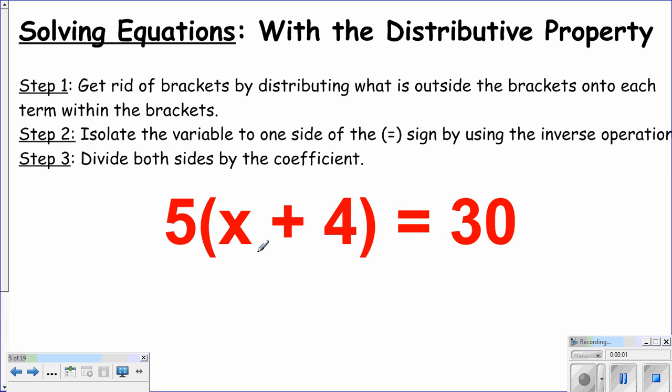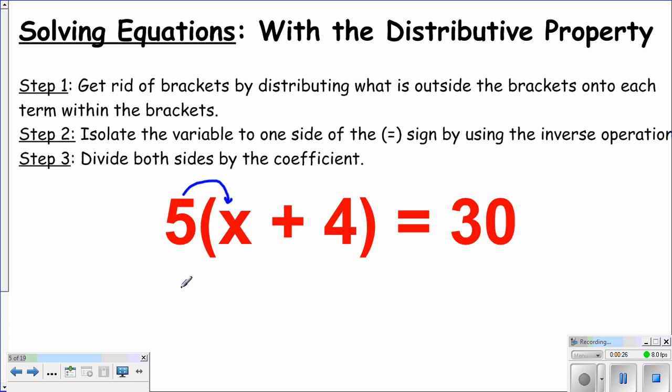Whenever we are trying to complete an equation that has brackets in it, we always want to complete what's called the distributive property. And all the distributive property means is that we're going to distribute what is outside the brackets onto everything within the brackets. And that's going to get rid of our brackets for us. So let's do that. Let's take what's outside, which is a 5, and let's multiply it onto each component within the brackets. So let's start with our x.